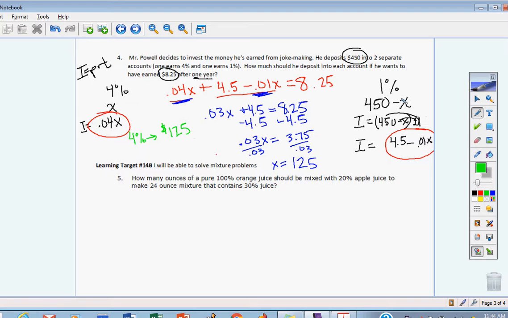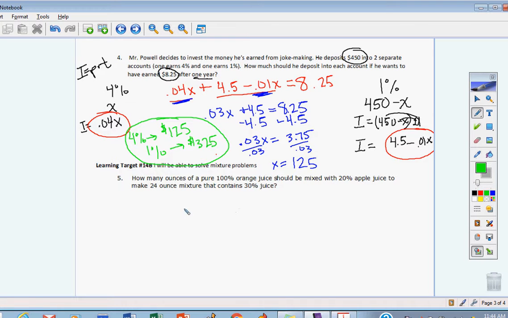Over here, I put in the 125 for x, but I do 450 minus that 125. So to answer the question at 1%, that's going to leave me with $325, because 450 minus 125 is that. So these are my two answers to this problem. All right, I'm going to keep going.